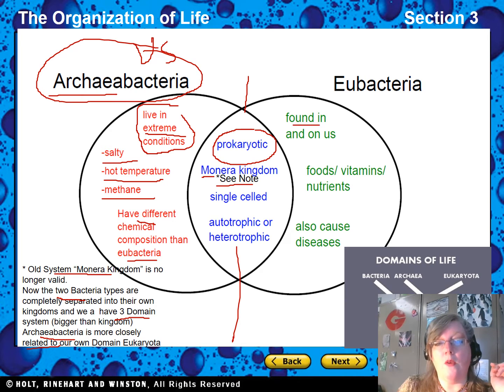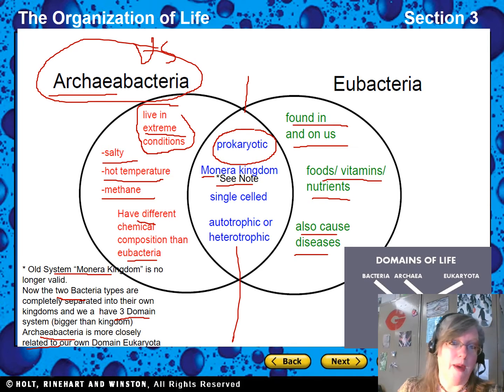Okay, but they are the ones that are found everywhere, found in and on us, every place that human or any other organism could be. They also help us make food, vitamins, and nutrients because they're in our intestines. They help us with that. But they can also cause diseases. Okay, so you have good bacteria and you have bad bacteria, and you knew that already. There's good ones and there's bad ones. The Archaebacteria don't really affect us too much. They live in these extreme environments.